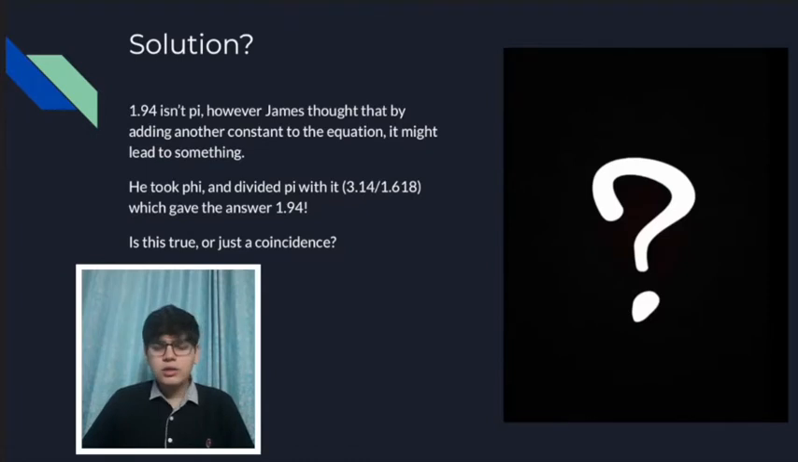So how can this result be explained? Well, James tried to add another constant into it. He took phi and divided pi with it, and behold, we get 1.94 as the answer. Now, is this a coincidence or is there some true mathematical logic behind it? We don't know yet.